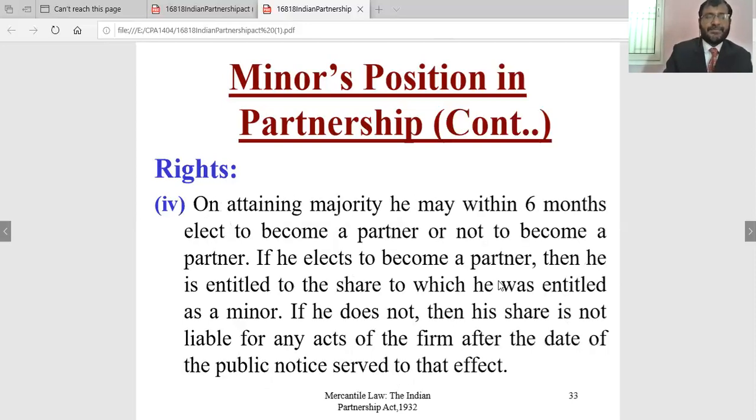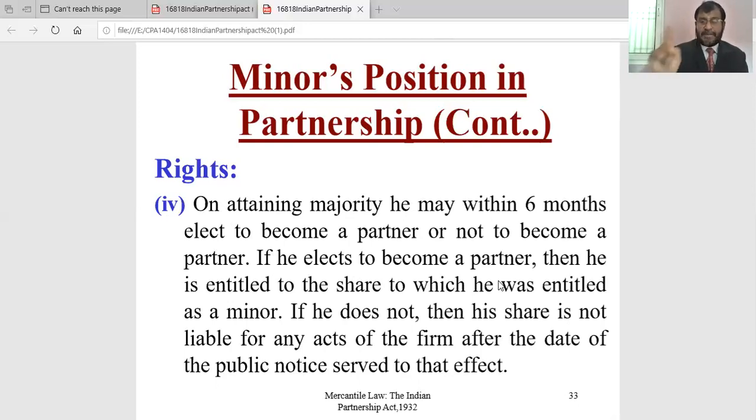Okay. The fourth right of a minor is the most important right. On attaining majority, he may within 6 months elect to become a partner, or not to become a partner. Within 6 months, he has to decide whether he is continuing in this partnership, whether he elects to continue as a partner, or he decides to disconnect himself and go out of it.